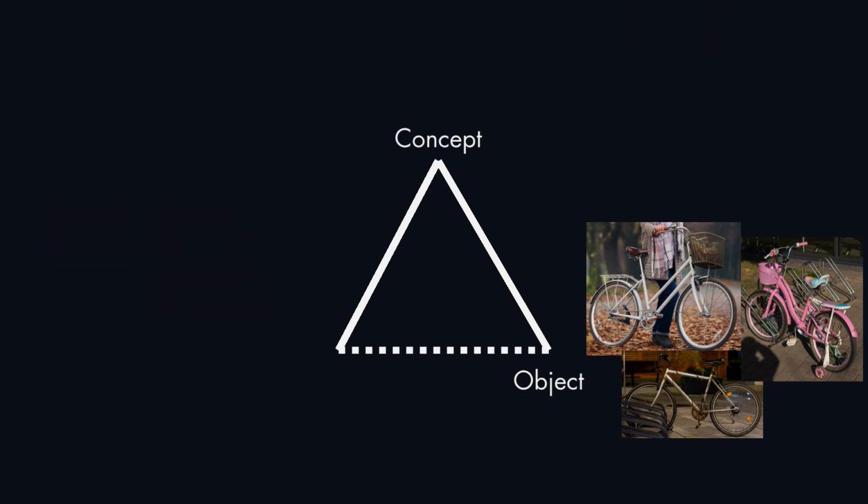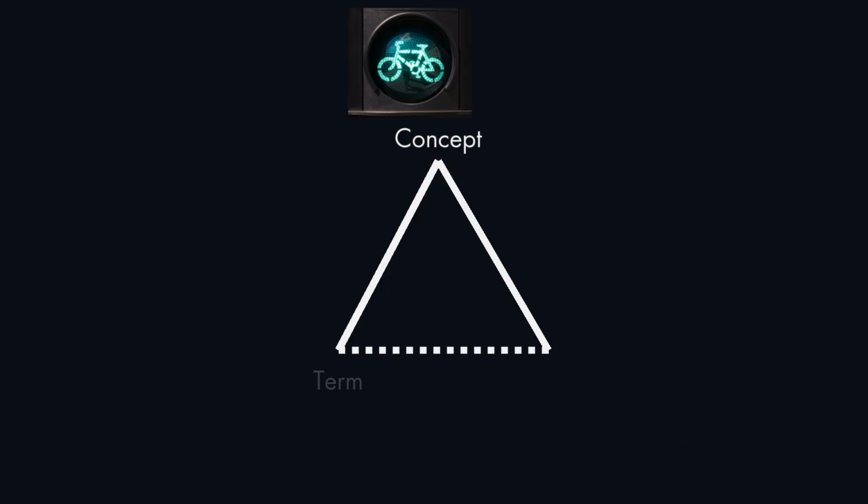Individual objects that share relevant features are grouped into a single concept. For example, a pink kid's bike, a woman's bike, and a mountain bike all belong to the concept bicycle. A term does not point to a specific object. Rather, it represents the abstract mental construct behind it, the concept.